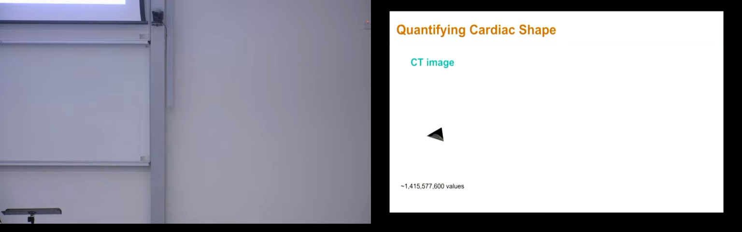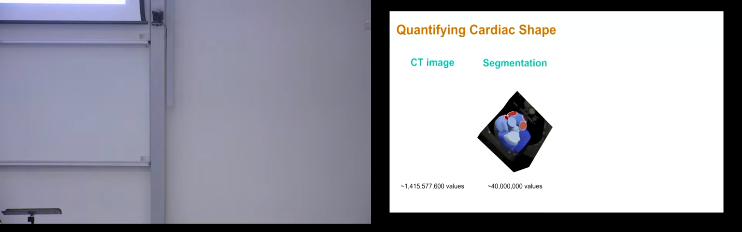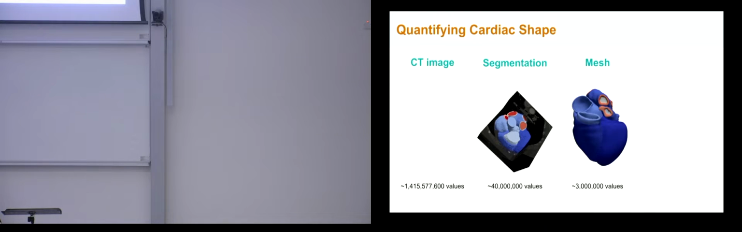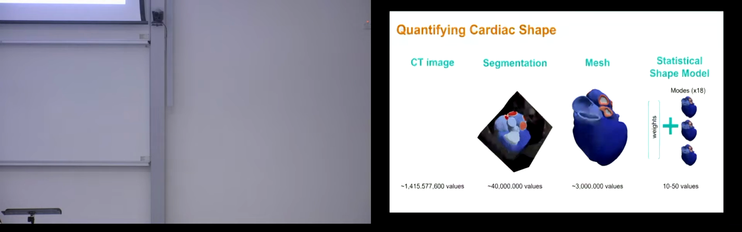When we look at the images, they have about 1.4 billion values in them. Doing a sensitivity analysis over 1.4 billion values, we couldn't do that. So we did a segmentation, and we labeled about 40 million voxels, or pixels in 3D, in the heart. But doing a sensitivity analysis of 40 million values was too many as well. So we made a mesh. That brought us down to 3 million values. We could then make a statistical shape model, and that brings us down to about 10 to 15 values, with a series of modes which describe the shape.